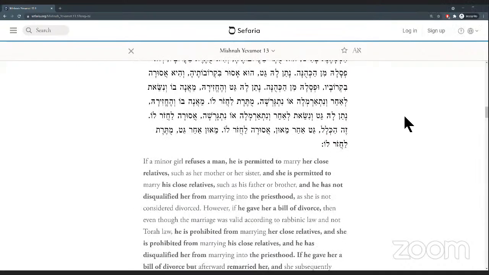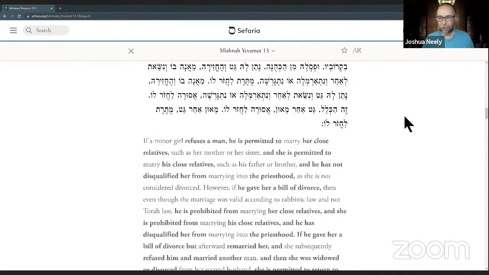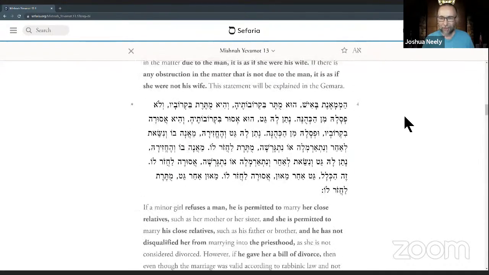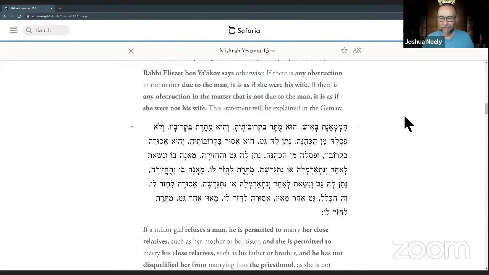So Mishnah 4 is going to give us a lot more information about what we were talking about in Mishnah 3, but keep that rule in mind. If it's up to him, then she's treated as a wife.